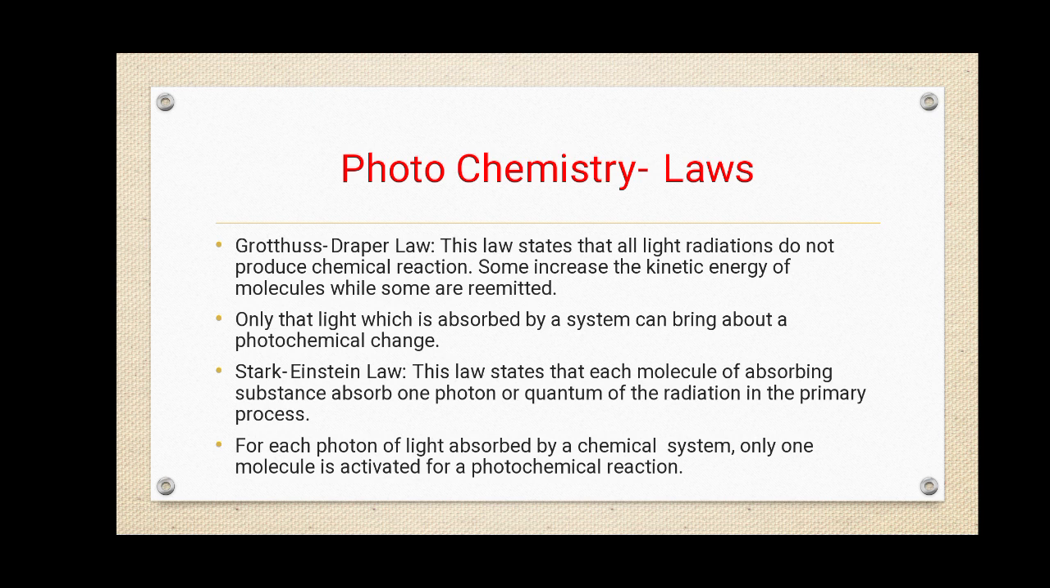Then what type of light radiation may bring about a photochemical change? Only that light which is absorbed by a system can bring about a photochemical change. This is a very important law of photochemistry. So only that light which is absorbed by a system can bring about a photochemical change. Clear? This is the Grotthus-Draper law.